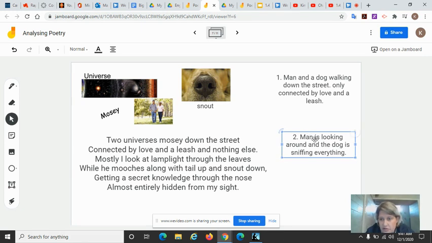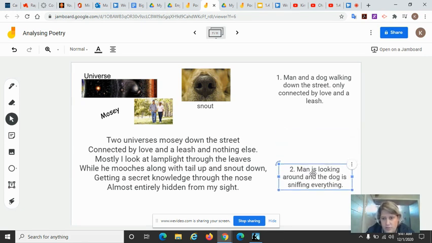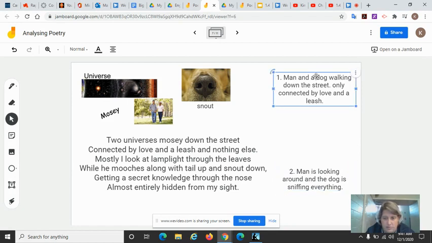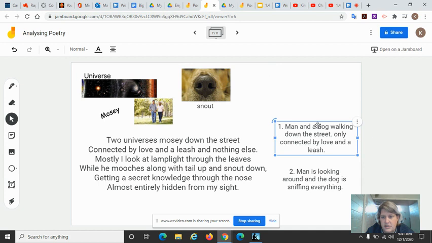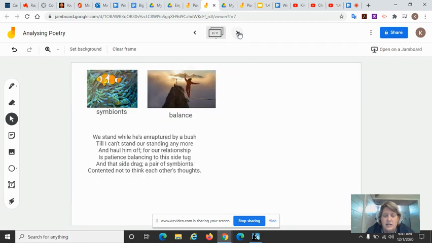Okay, so this one is going to go with sentence 2. And this one is going to go with sentence 1. All right, so now we're going to look at the next one.